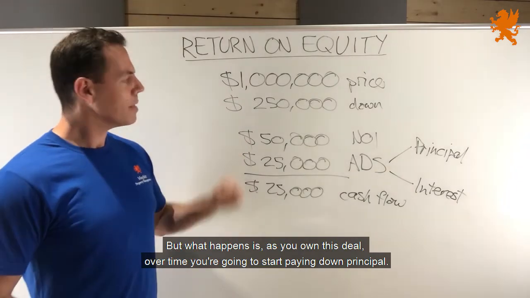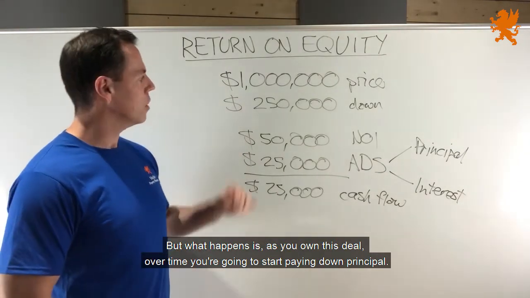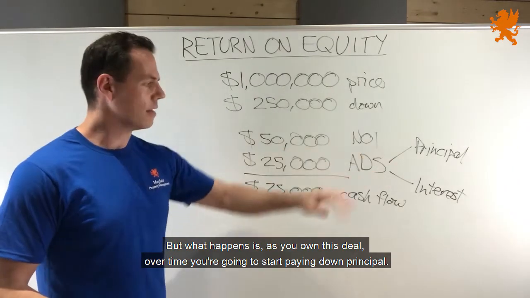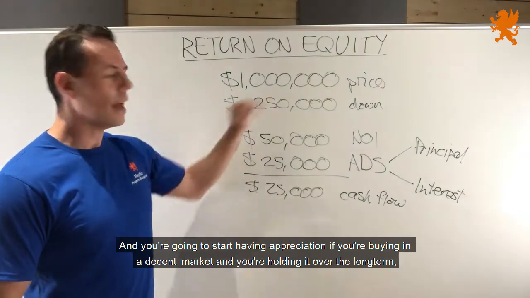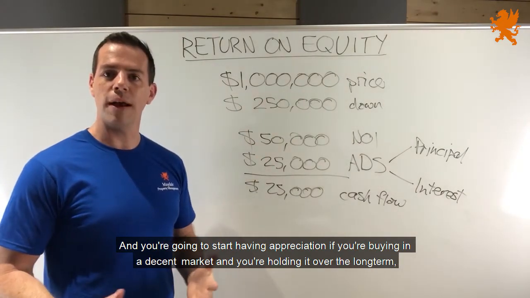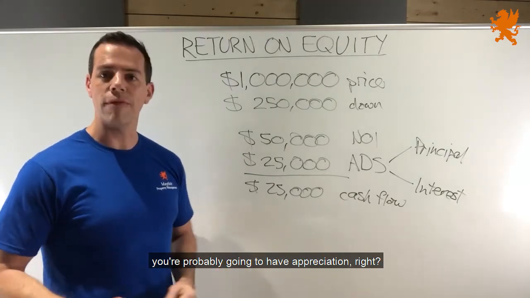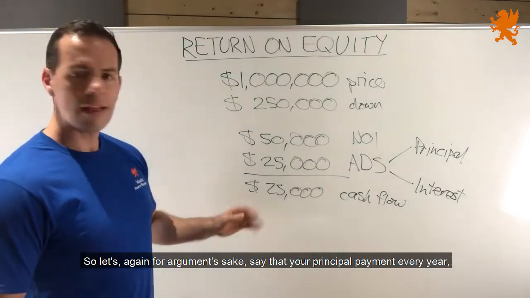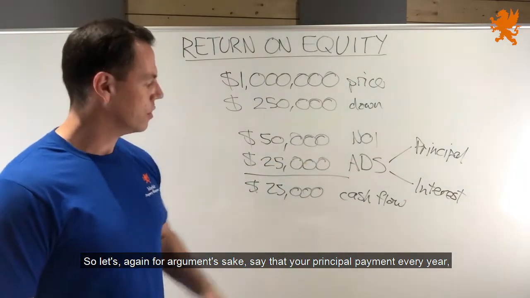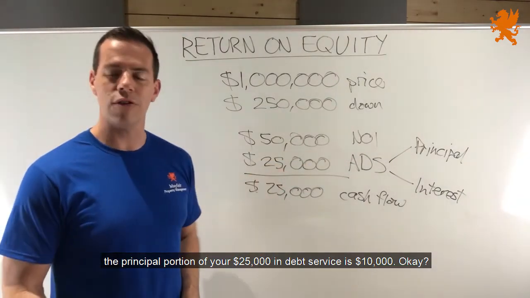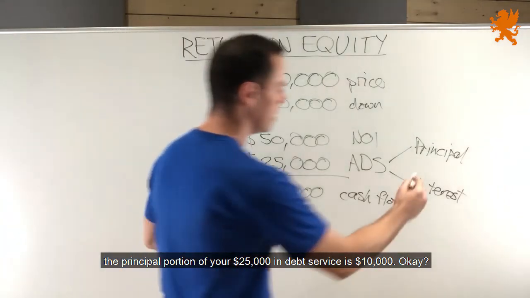But what happens is as you own this deal, over time, you're going to start paying down principal, and you're going to start having appreciation. If you're buying in a decent market and you're holding it over the long term, you're probably going to have appreciation, right? So let's, again, for argument's sake, say that your principal payment every year, the principal portion of your $25,000 in debt service, is $10,000.